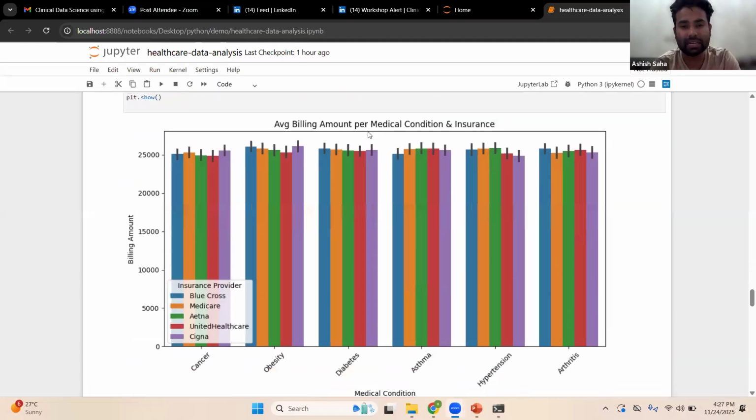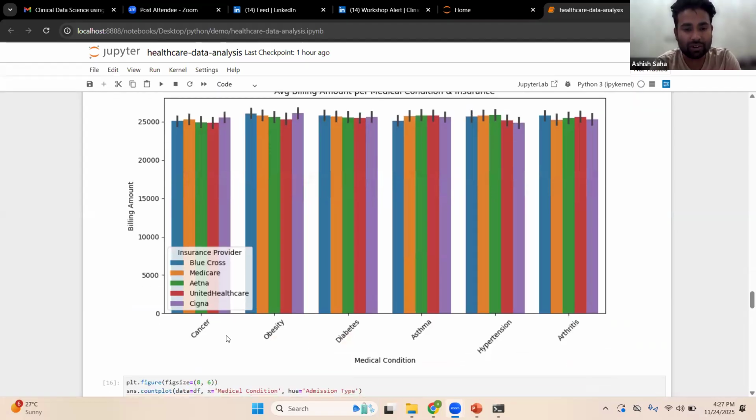Now let's see the average billing amount per medical condition. For the medical condition cancer, you can see the average bill amount is around maybe 25,000, right? Most of the diseases have approximately the same average billing amount. Approximately all diseases have a billing amount greater than 20,000 and less than 25,000.